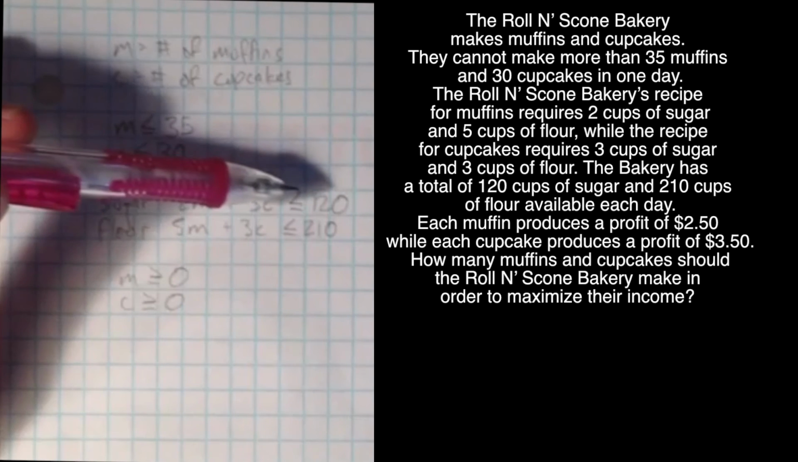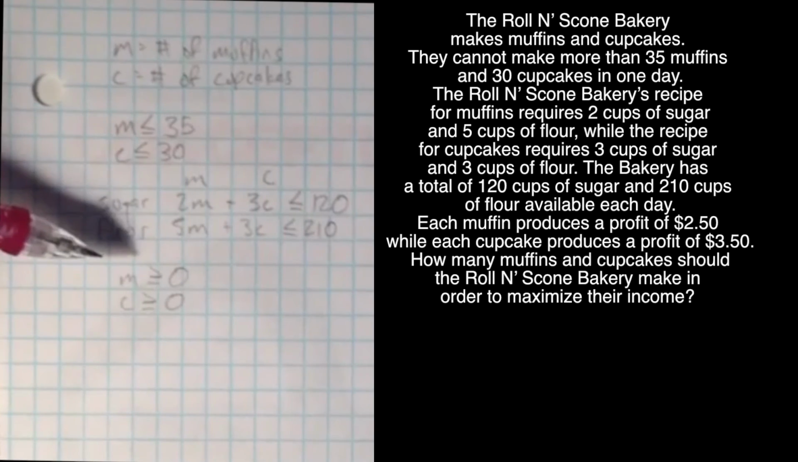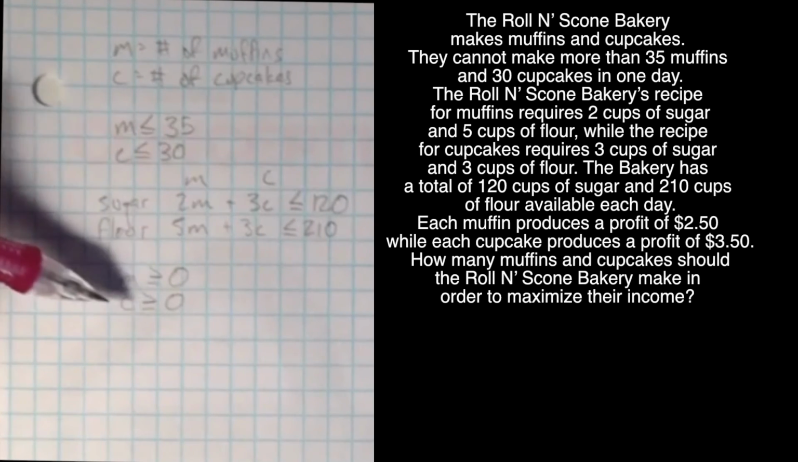The bakery has no more than 120 cups of sugar and 210 cups of flour to use each day. And of course, because both muffins and cupcakes are objects, neither one can be less than 0.